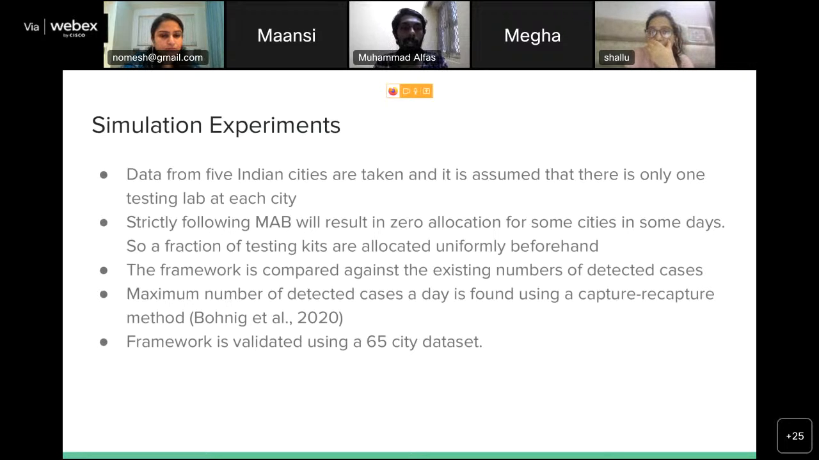This upper limit to the maximum number of detected cases a day is found using a capture-recapture method. It is taken from a model in a paper written by Boning et al. After experimenting with the framework on the 5-city dataset, it is validated against a 65-city dataset.